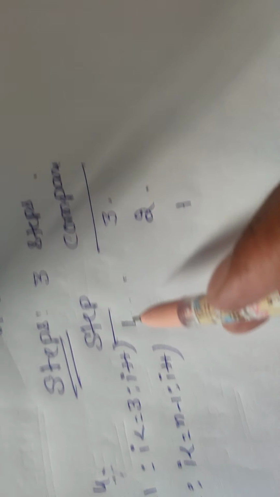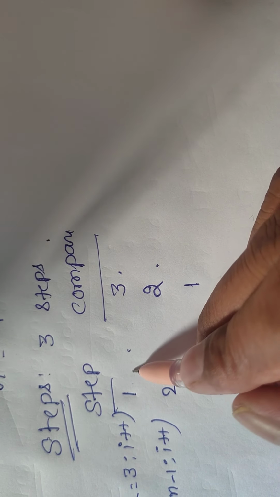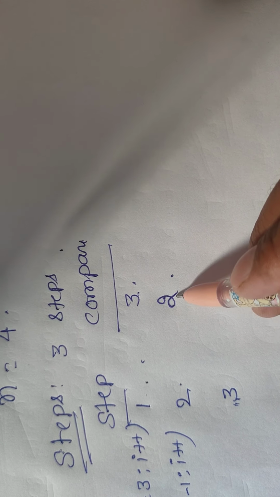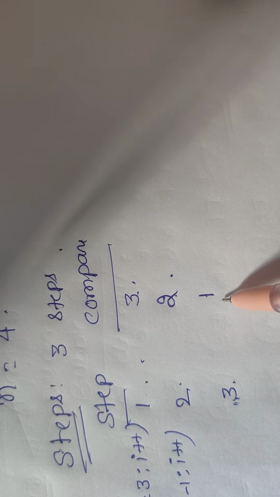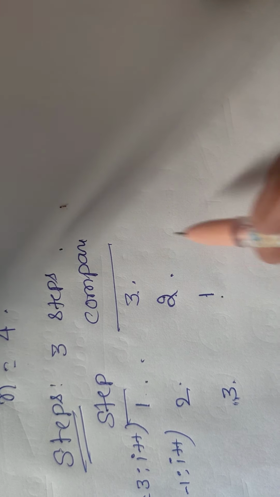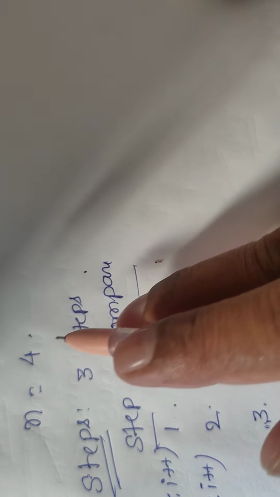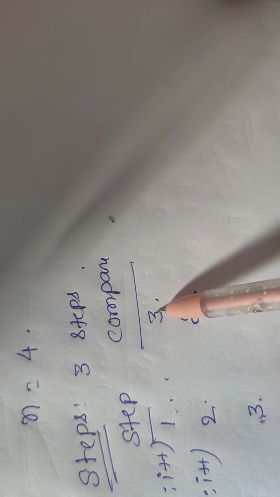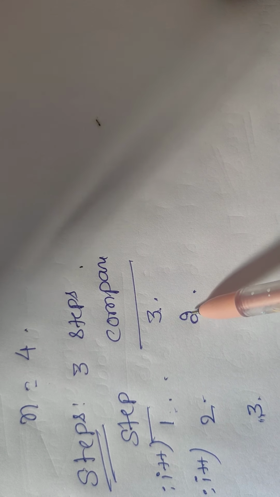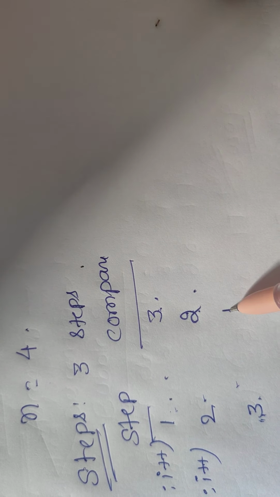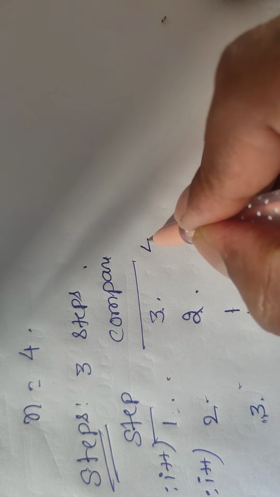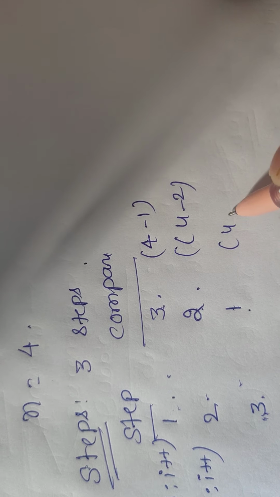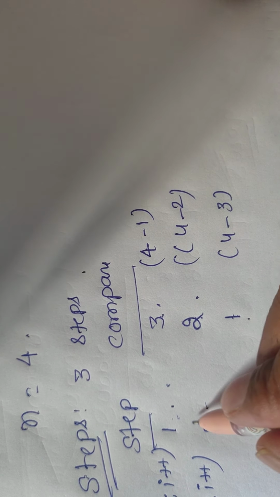In each step, if there is one step, how many comparisons? 3. In the second step, how many comparisons? 2. In the third step, only 1. So we can generate one simple formula. Here n equals 4. This is the first step, meaning 4 minus 1, that is equal to 3. 4 minus 2, that is equal to 2. 4 minus 3, that is equal to 1. That means here we are taking 4 minus 1, this one is 4 minus 2, and this is 4 minus 3. In the same way here 1, 2, 3.